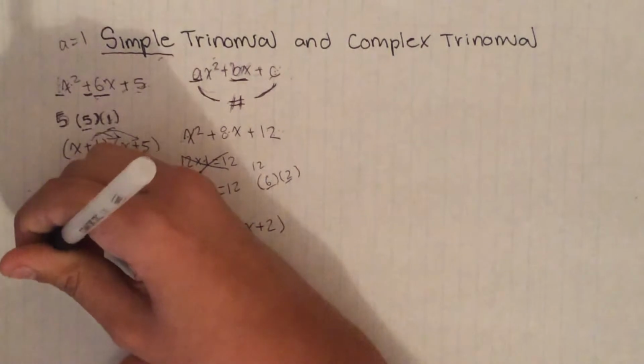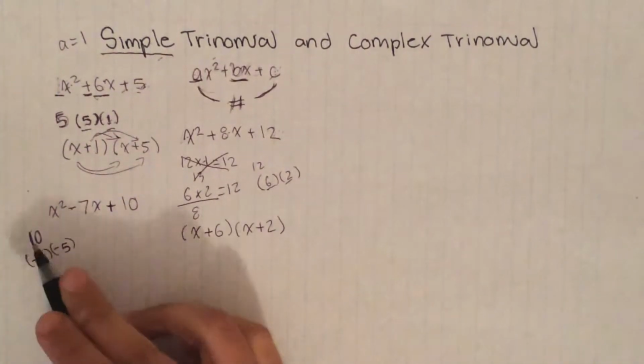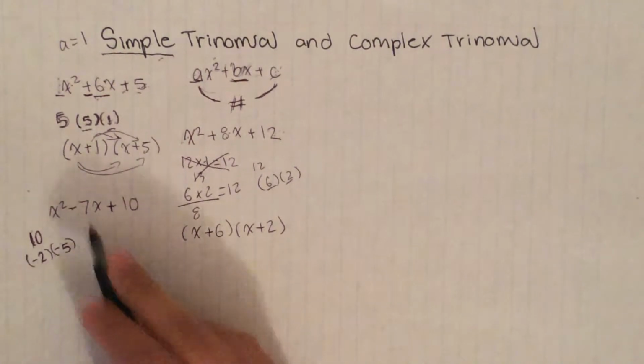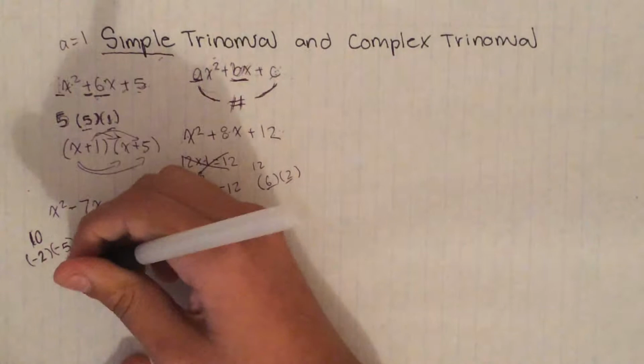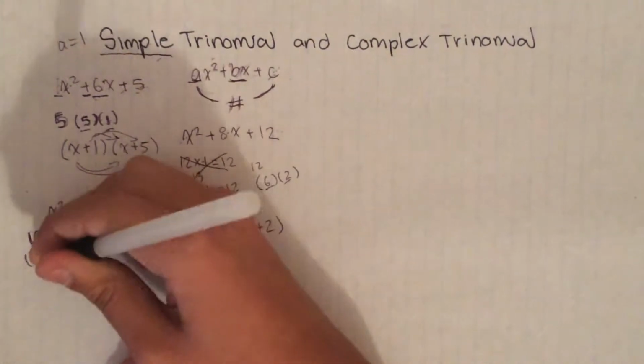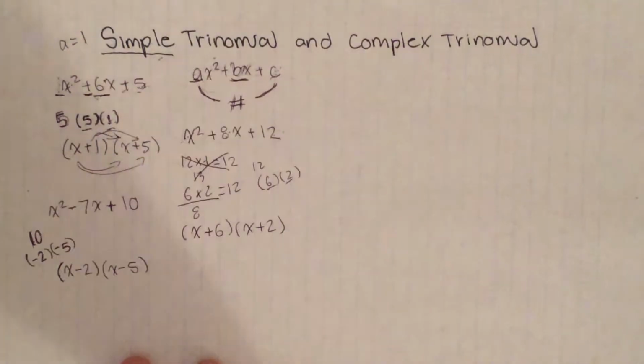So it's going to be negative 2 and negative 5, okay? Because when you times these, it gives you positive 10. When you add them, it gives you negative 7, okay? And now you're just going to sub them in. So x minus 2, because it's a minus, and then x minus 5. And then that's your answer.